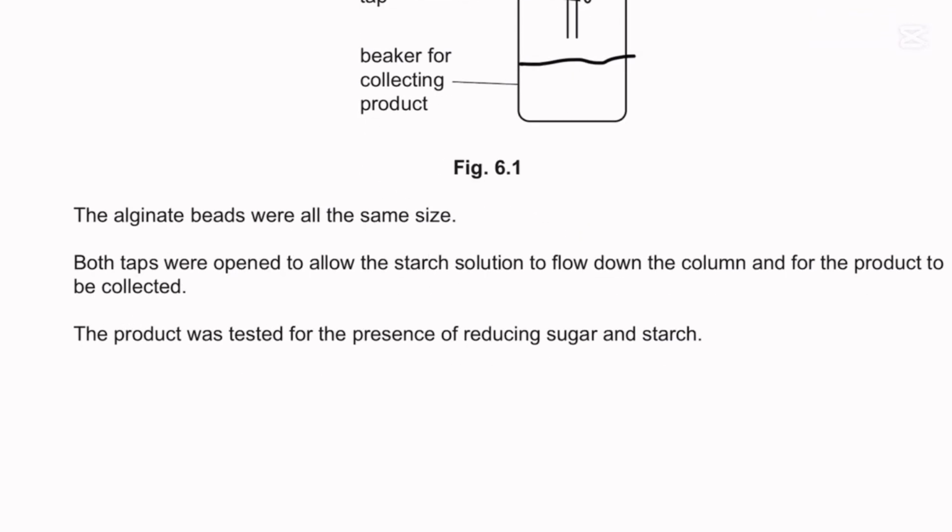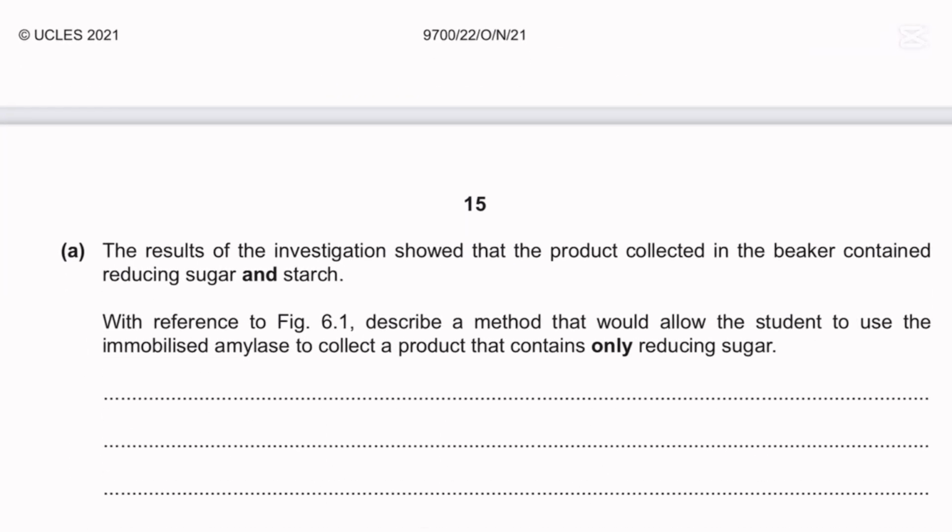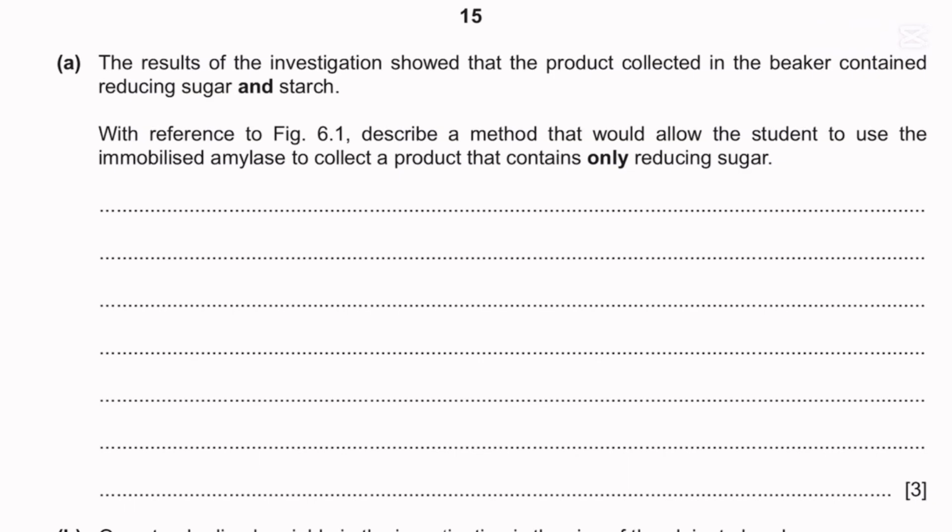Now the alginate beads were all the same size, and both taps were open to allow starch solution to flow down the column for the product to be collected, and the product was tested for the presence of reducing sugar and starch. The results of the investigation showed that the product collected in the beaker contained reducing sugar and starch, naturally, because not all of it had the time to break down. And so with reference to figure 6.1, describe a method that would allow students to use the immobilized enzyme to collect only reducing sugar.